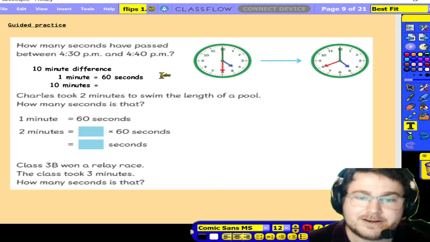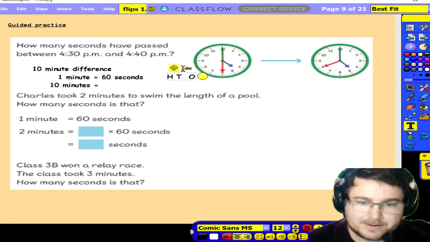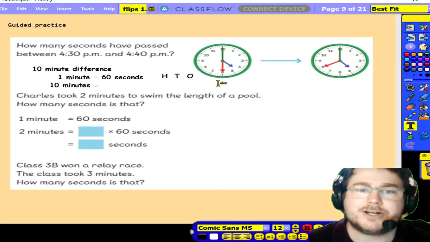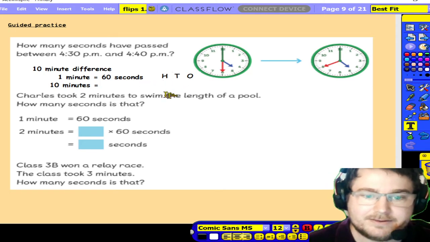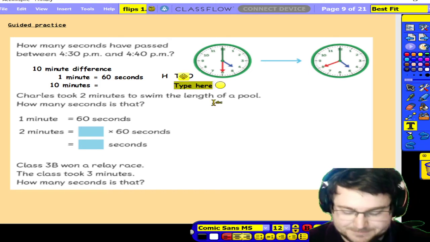60 times 10. Oh, okay, this sounds familiar because we did this last week. I'll show you how on a column in our place value columns, what happens when we times by 10. So let's put our 60 in here.